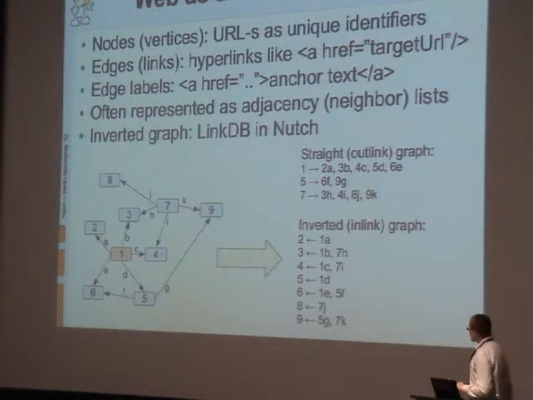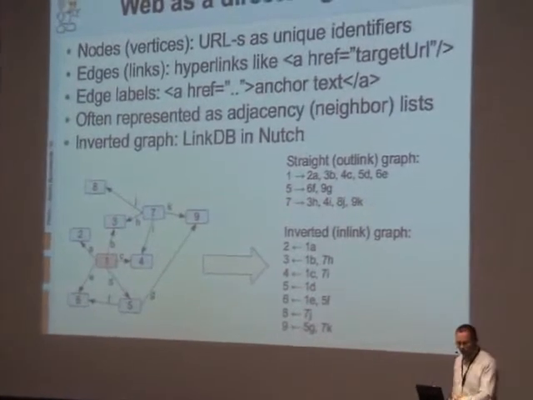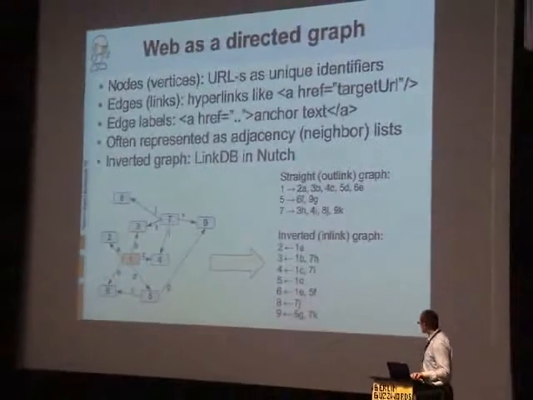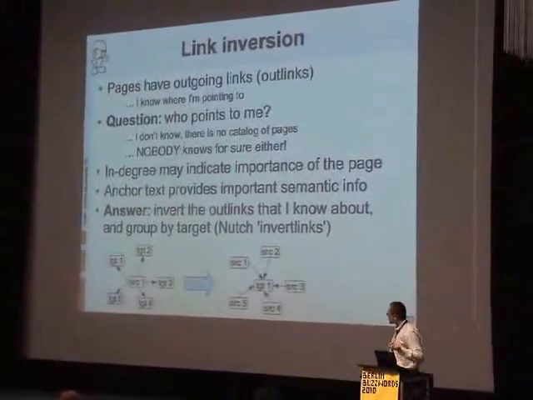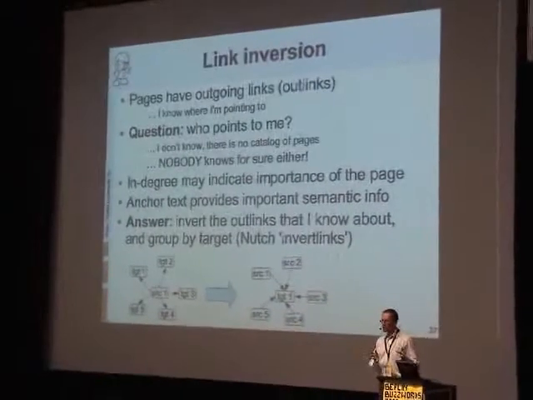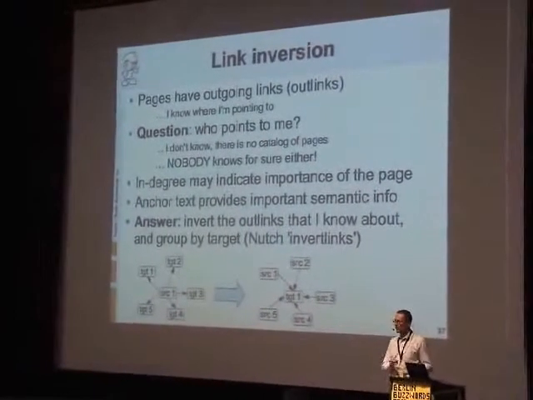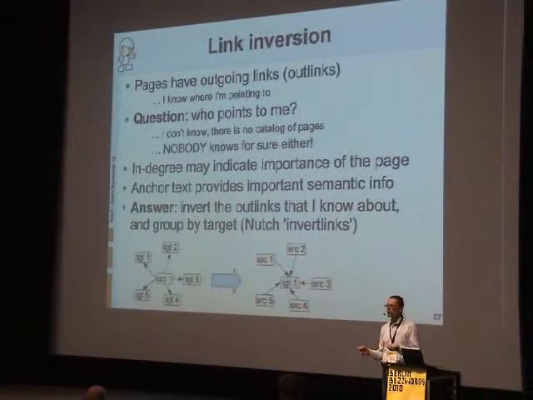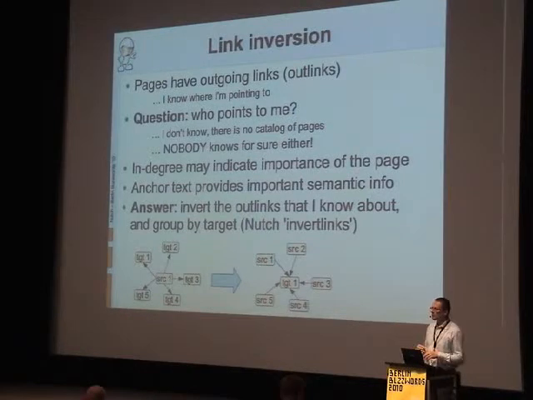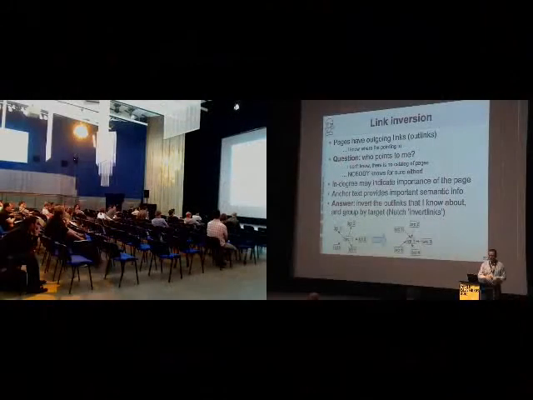Web as a directed graph: I think for the lack of time, I will skip the details of this. The only important part of this is that one of the tools in Nutch inverts the web graph. So we have a page with outlinks, but of course we don't know who is pointing to this page. So there is a process in Nutch that inverts this and out of outlinks creates inlinks. Oh, that's nice.